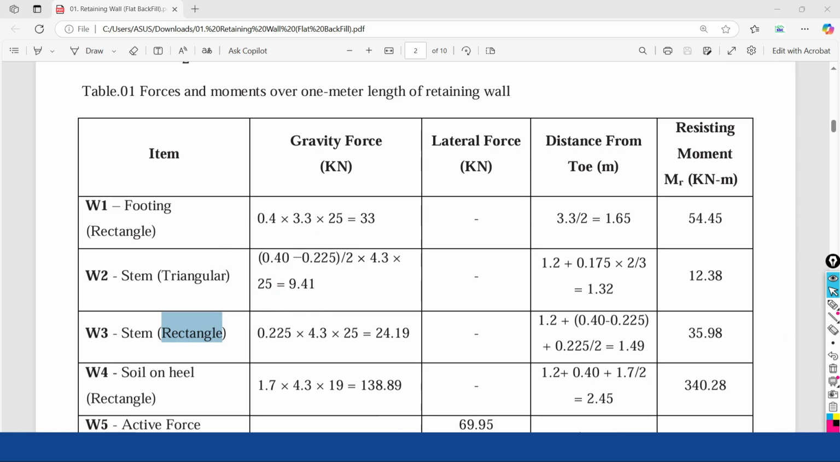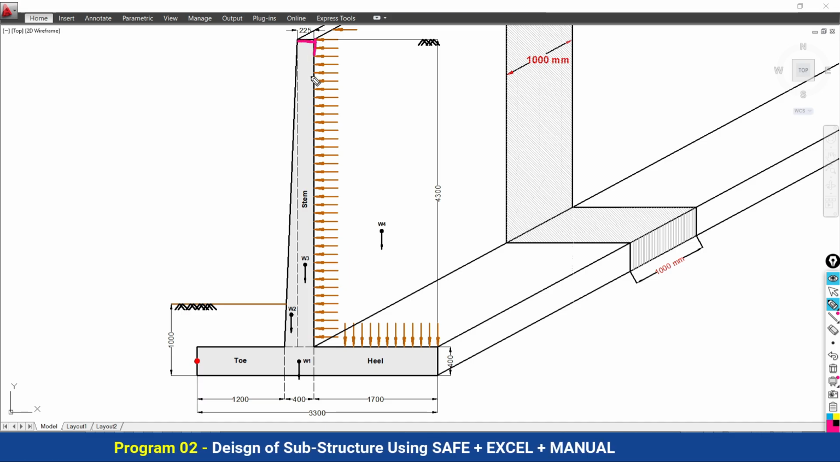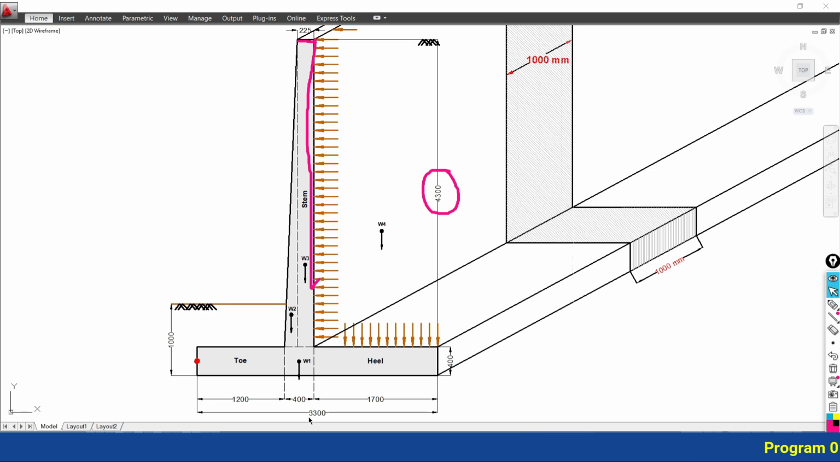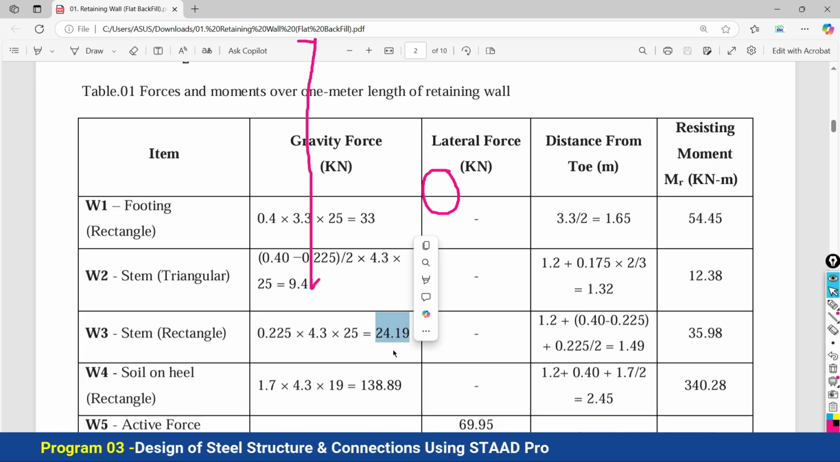The size of the rectangle is what? Have a look here. The width, or we can say the thickness, is 225 mm and height is what? 4.3 meter, and the material will be again concrete. So we are going to put here 225 multiplied by height 4.3 multiplied by 25. So total weight or the force in kilonewton is 24.19.